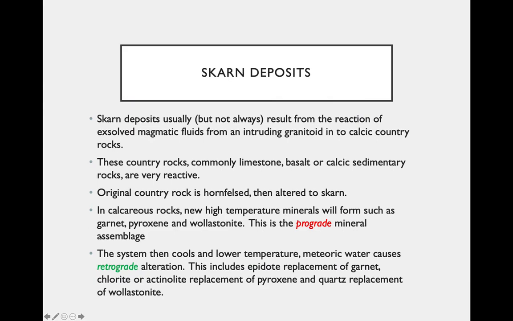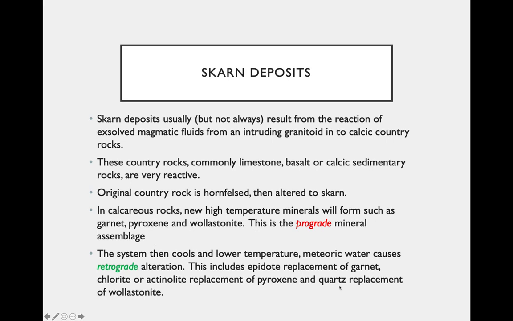Okay, I'm not going to talk a great deal about this, but we've had a brief mention of these previously. If you have limestones or other carbonate material in the contact aureole of these systems, you can get skarn deposits. So the calcareous rocks will transform, associated with the heat and the flow of fluid, into minerals such as garnet, pyroxene, and wollastonite during metamorphism. And this is referred to as the prograde assemblage.